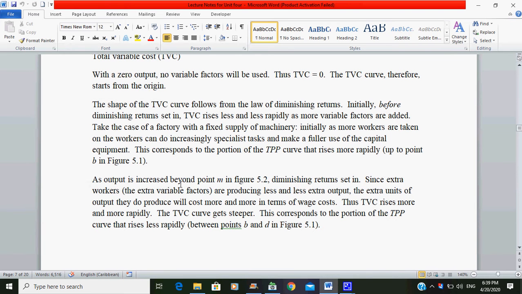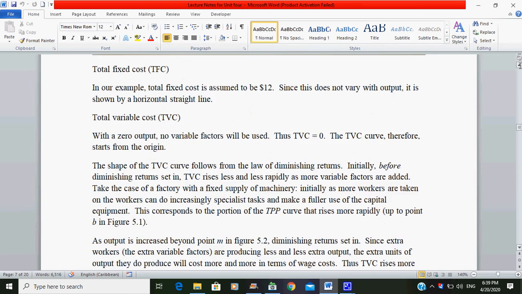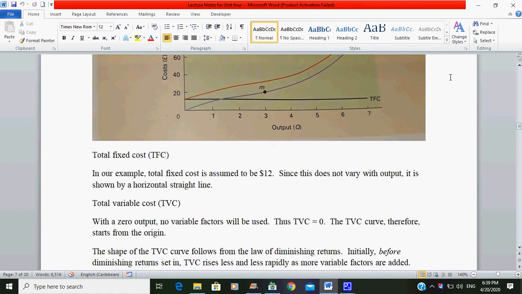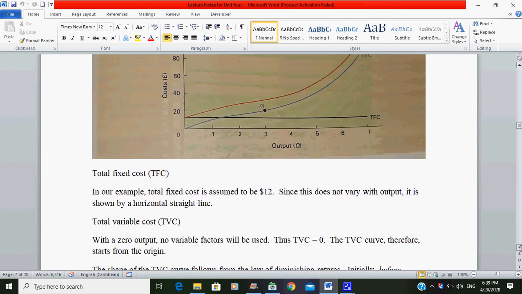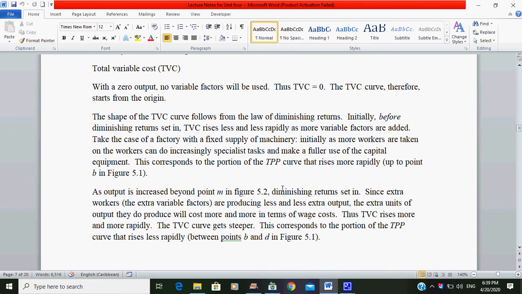As output is increased beyond point M in figure 5.2, which is right here, because it's figure 5.2, right? As you can see, diminishing returns set in. Since extra workers are producing less and less extra output, the extra units of output they do produce will cost more and more in terms of what? Wage costs. Thus, total variable cost rises more and more rapidly. The total variable cost curve gets steeper.